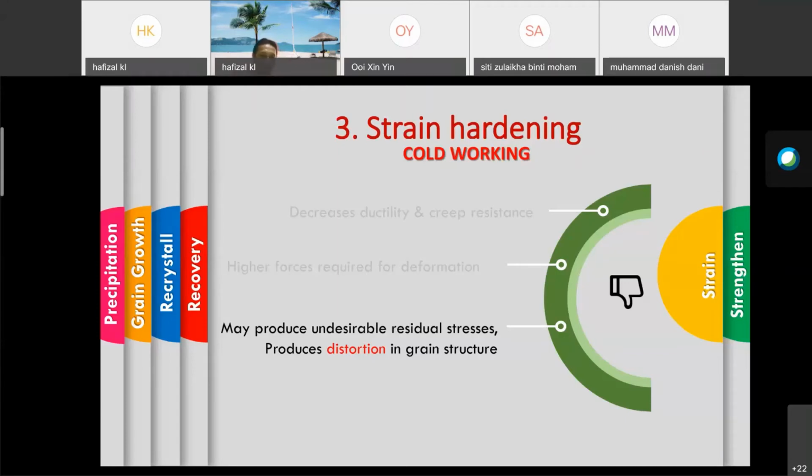When it produces distortion in grain structure, there is a tendency to produce cracking of the metals. So during the process, we don't want the product produced by cold working to have cracking. Actually, during the process, the tendency to crack can happen. So that's why the disadvantage is that it will produce distortion in grain structure, and finally it will produce a crack in the metal.